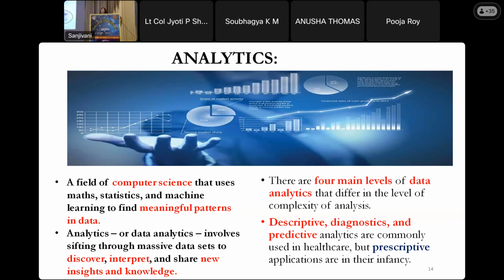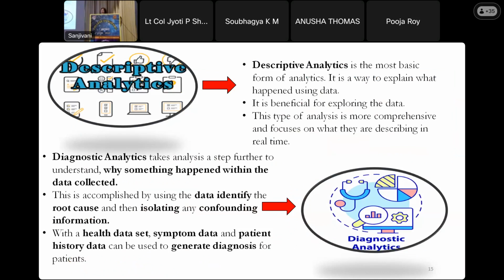Talking about the descriptive analysis, this is the most basic form of analytics, and it is the way to explain what is happening within the data. It is very beneficial in order to explore the data. This type of analysis would be more comprehensive, and it would focus on and describe the real time.